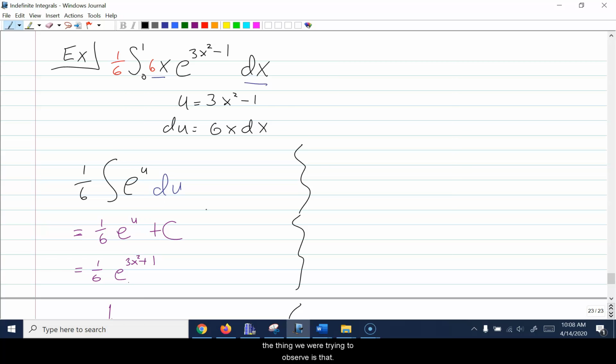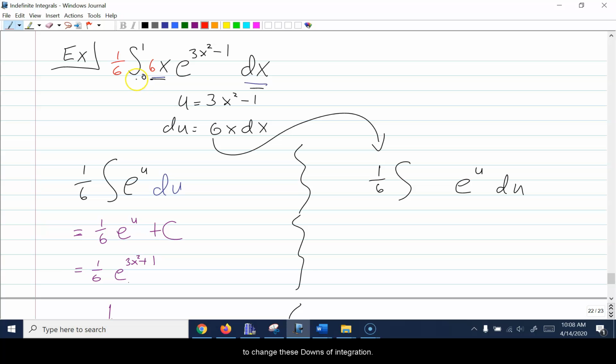The thing we were trying to observe is that going back and substituting in the u's should be unnecessary. And here's what I mean by that. Let's just pick up from where we were down here. This stuff becomes du. That e to the 3x squared minus 1 becomes e to the u. The 1/6 out front stays out front. And the new thing is we need to change these bounds of integration.